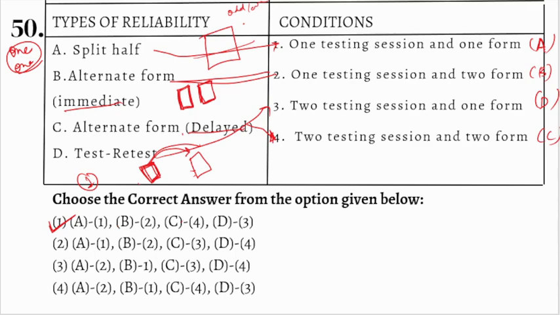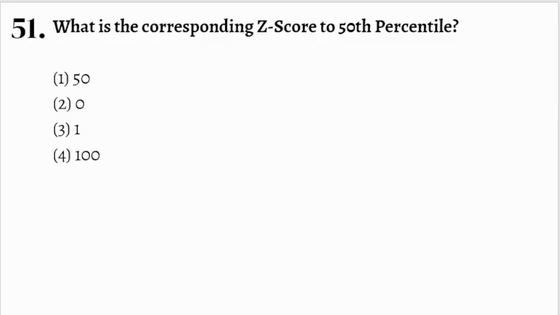Very well done, everyone. Moving ahead to question number 51. Very simple question. We discussed it. We learnt it in this class only.